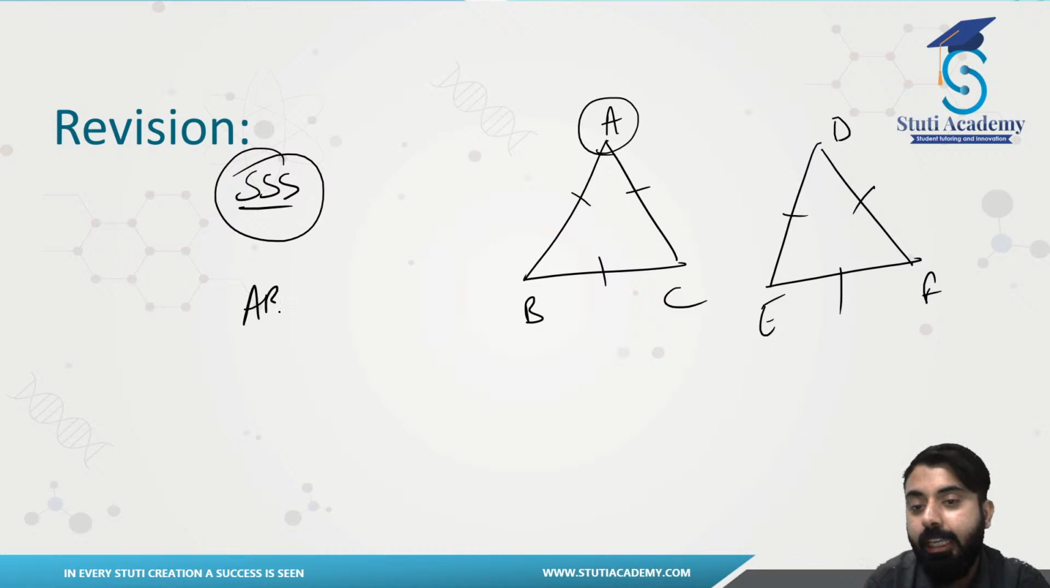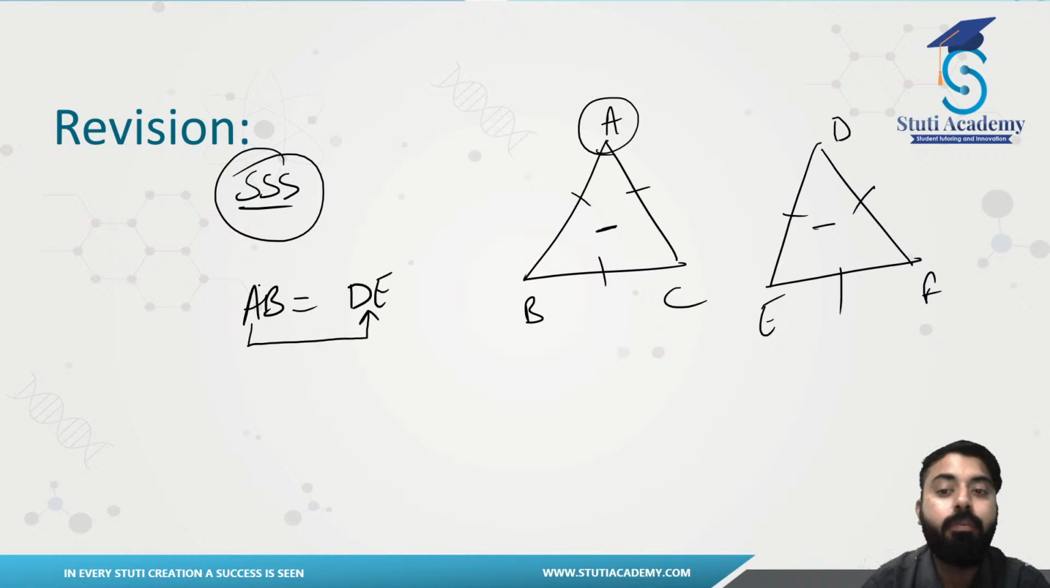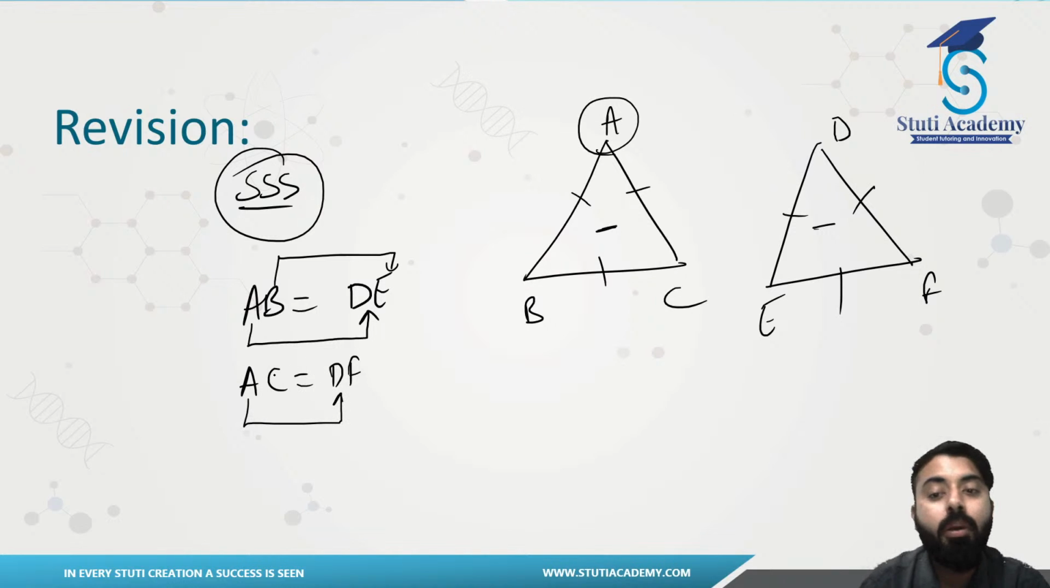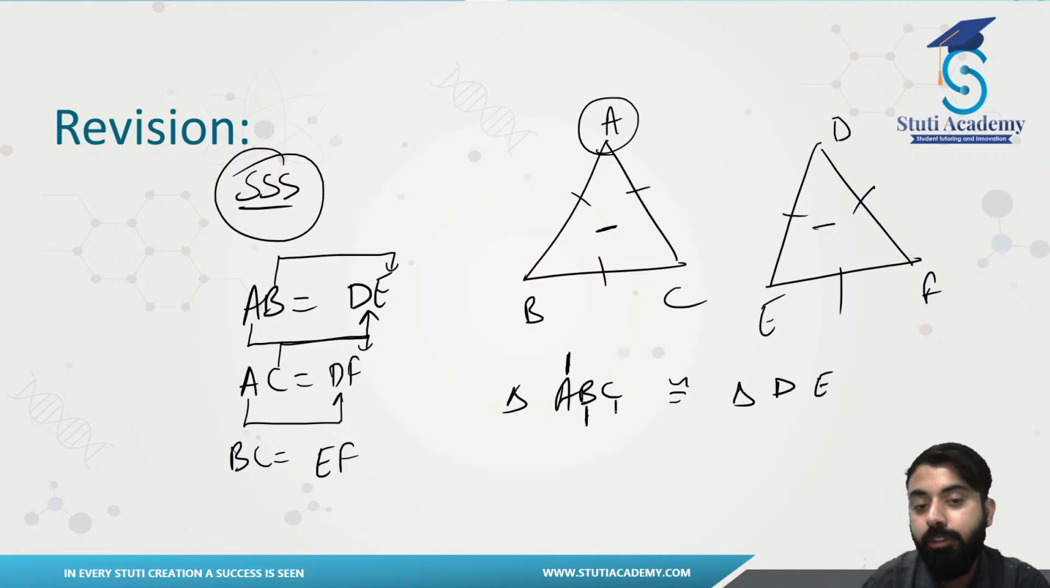That means if side AB is equal to DE, and you are putting triangle ABC on DEF, then you have to place it such that vertex A lies on D, vertex B lies on E. Similarly, if AC is equal to DF, vertex A will be on D and vertex C will be on F. Finally, if BC is equal to EF, then triangle ABC is congruent to triangle DEF. The vertex opposite to A is D, opposite to B is E, and opposite to C is F.